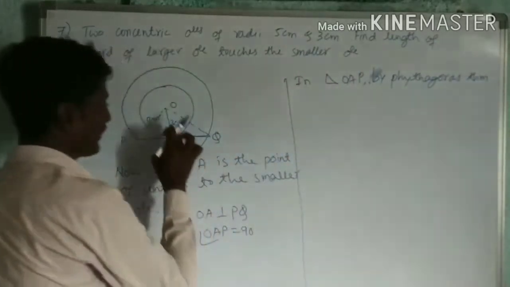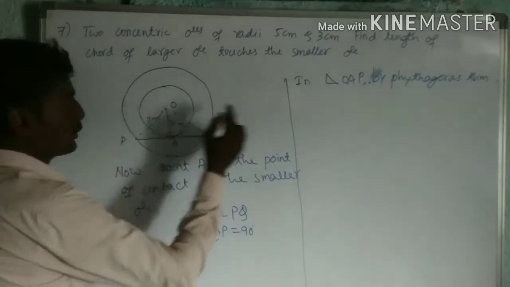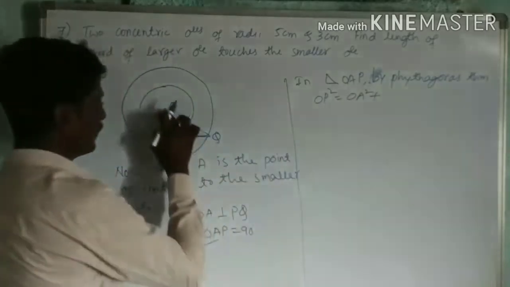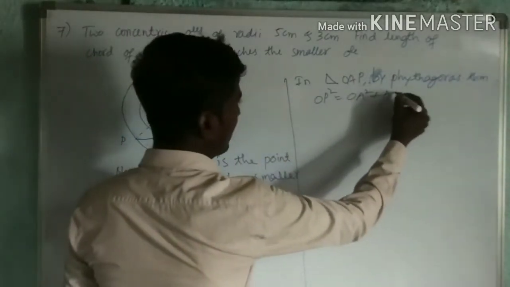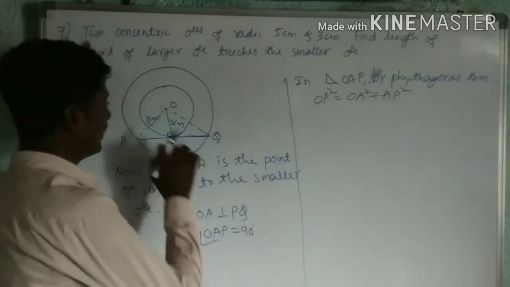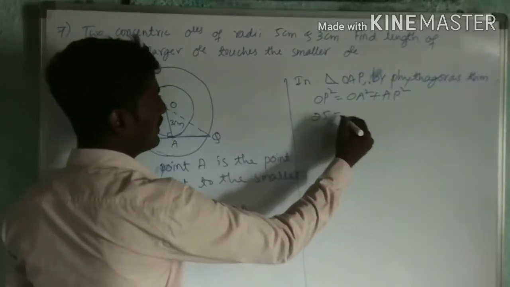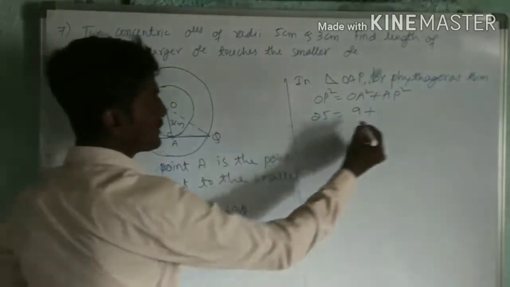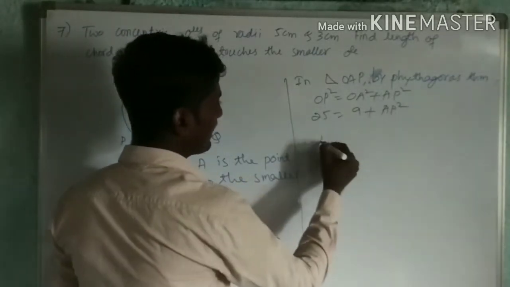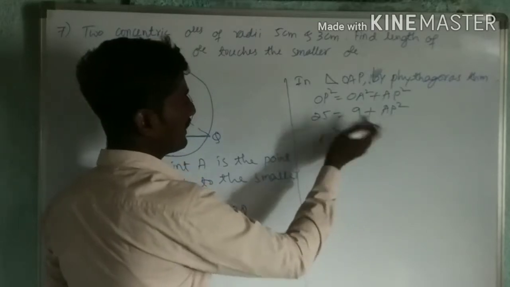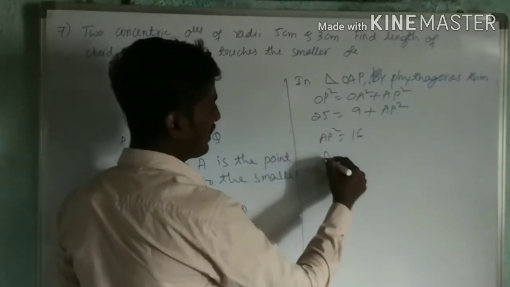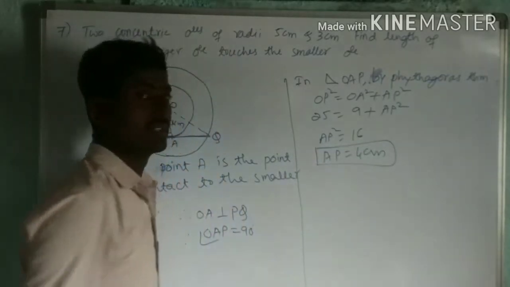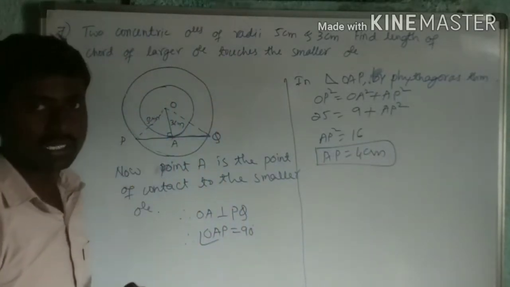What can I write here? From triangle OAP, OP square is equal to OA square plus AP square. Now OP square is 25, OA square is 3 square, that is 9, plus AP square. So AP square is equal to 25 minus 9, that is 16. AP, how much are you getting? That is 4 centimeter. So here I am getting AP as 4 centimeter.